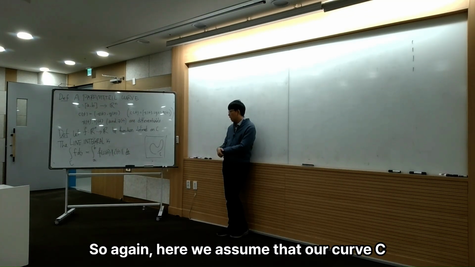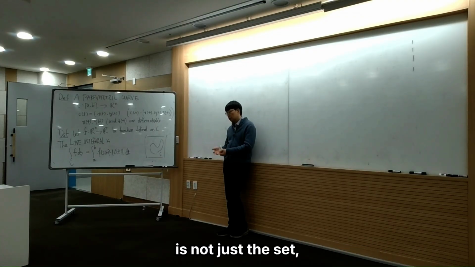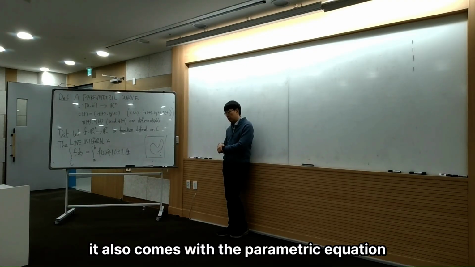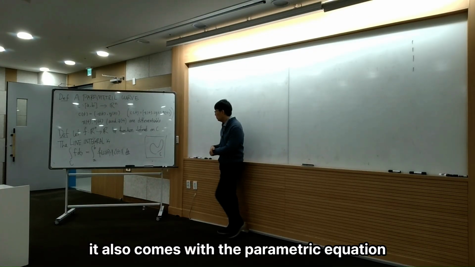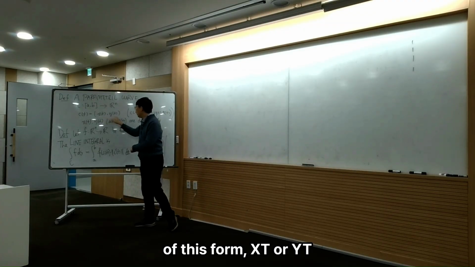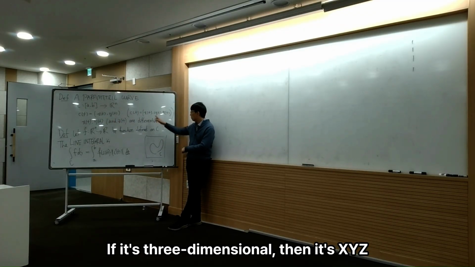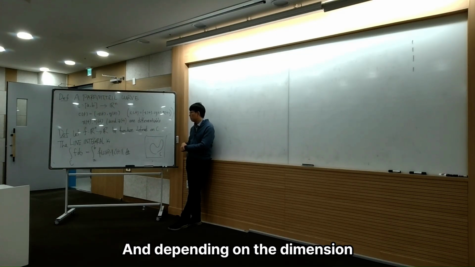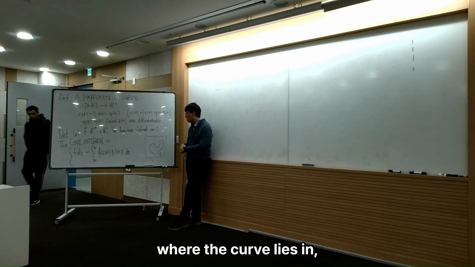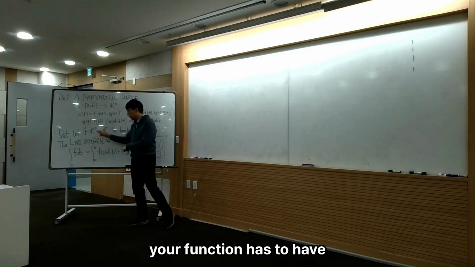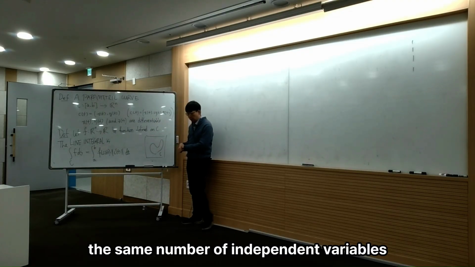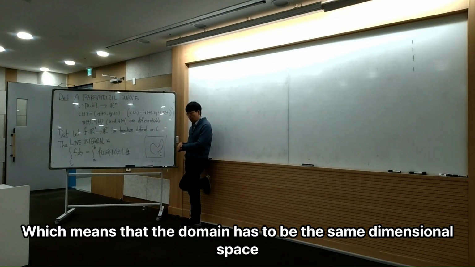Again, here we assume that our curve C is not just the set, it also comes with a parametric equation of this form, x(t), y(t) if it's two-dimensional. If it's three-dimensional, then it's x, y, z. And depending on the dimension where the curve lies, your function has to have the same number of independent variables, which means the domain has to be the same dimensional space.